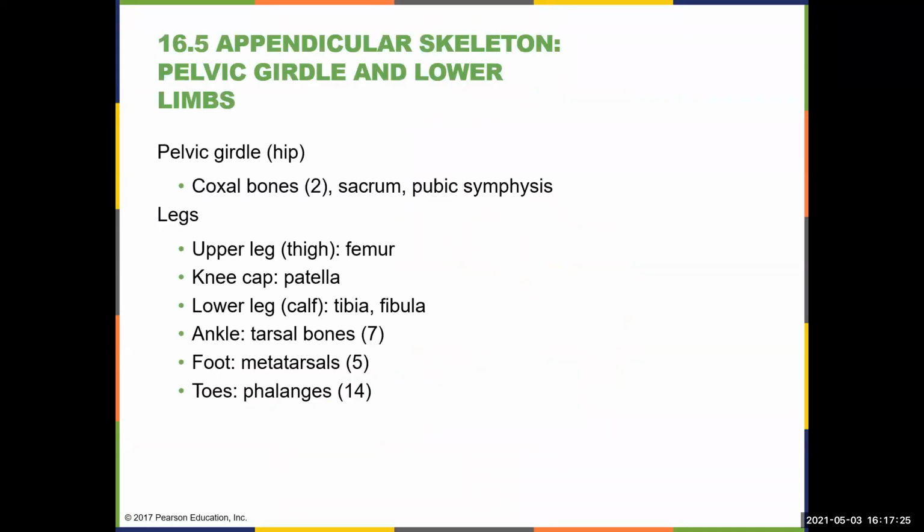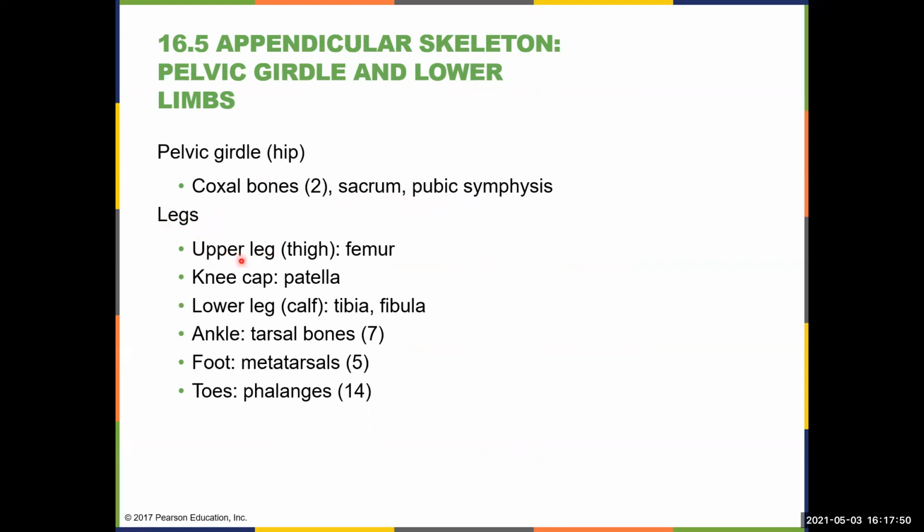And the legs are going to be structured pretty much the same way. They're going to have their girdle. In this case, it's the pelvic girdle, so your hip. It has 2 coxal bones, a sacrum and a pubic symphysis. And we'll show what this pubic symphysis is. It's the connected area in the front of your coxal bones. It's a cartilaginous area.